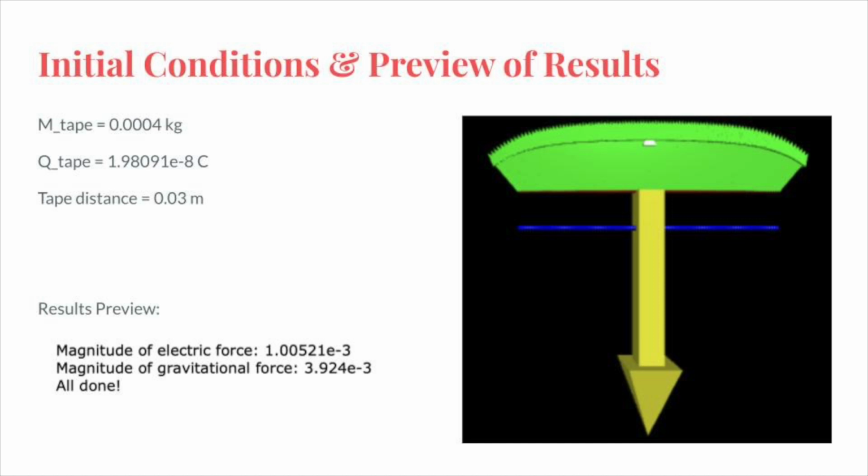The mass of the tape was estimated to be 0.0004 kilograms or 0.4 grams, while the charge of the tape is shown as well as the distance between the pieces of tape. And the results preview is that the magnitude of the electric force in the model is 1.00521e-3 coulombs, while the magnitude of the gravitational force is larger.